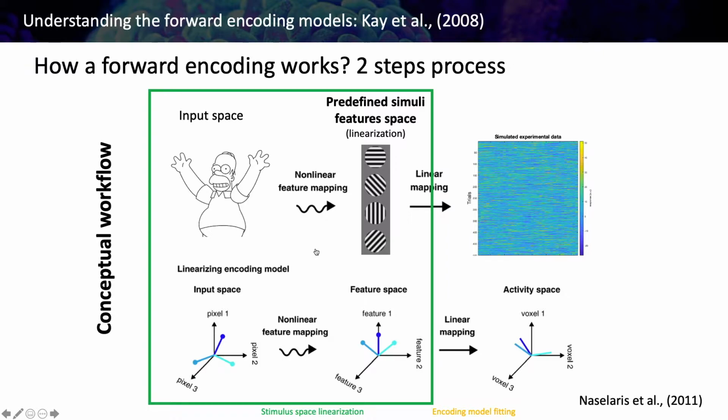First of all, what we do is to transduce the sensory information to a linear space. In this case, you can see this Homer Simpson cartoon, and we need to project it onto a linear space composed of different gratings. This process is called linearization. In an abstract way, you can represent each one of the pixels that form the figure as different weights on different predefined channels, in this case orientation.